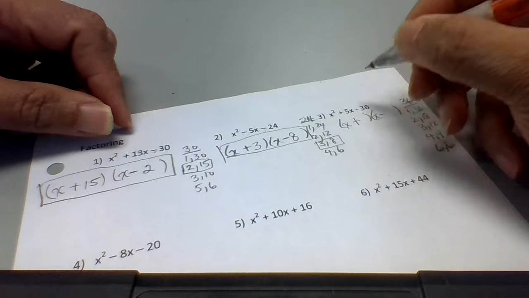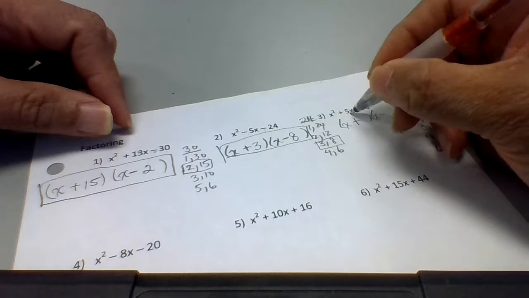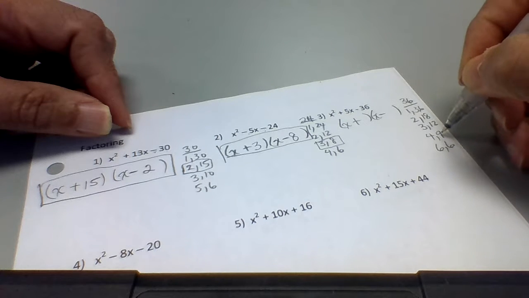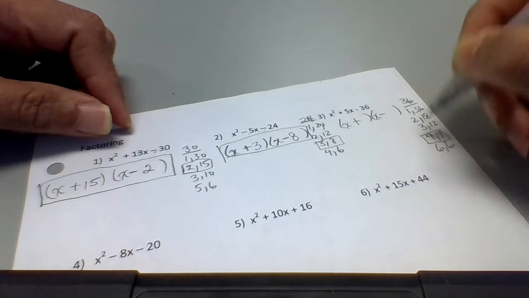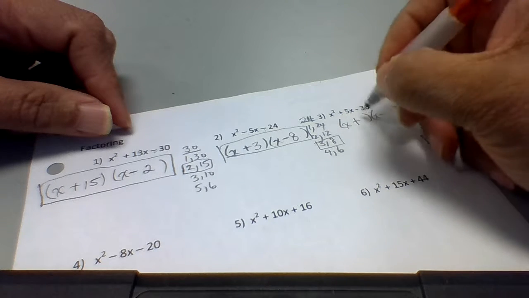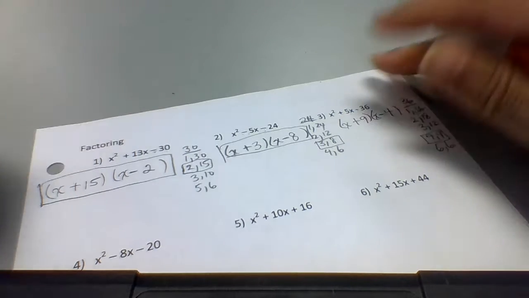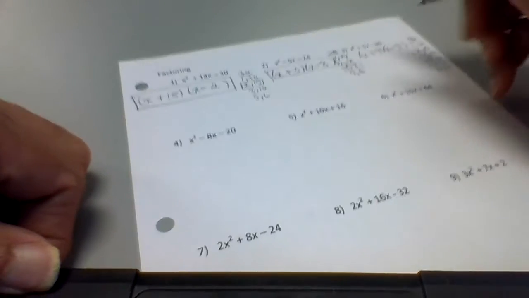So negative tells me I'm going to subtract them. What two numbers, when I subtract them, give me 5? And it looks like 4 and 9. And because this is positive, that tells me the 9 is going to be positive and the 4 is going to be negative.